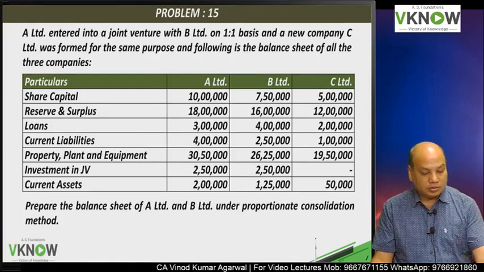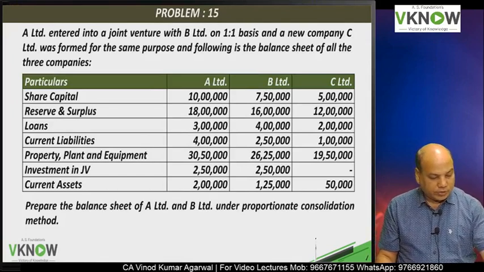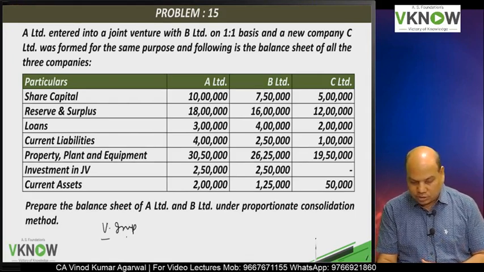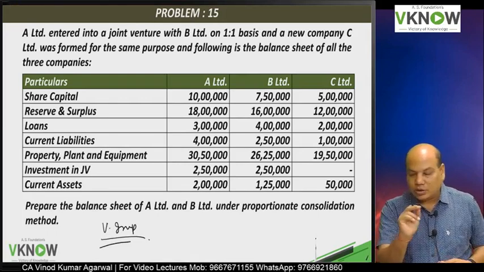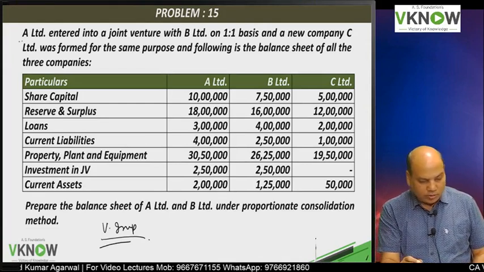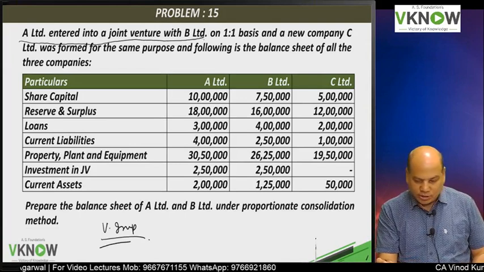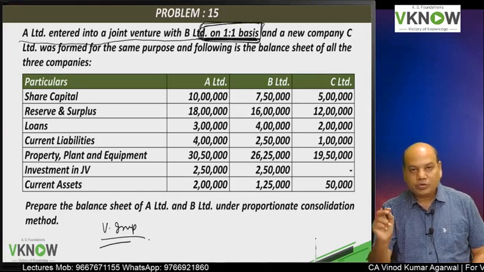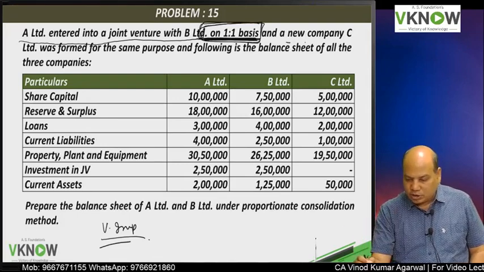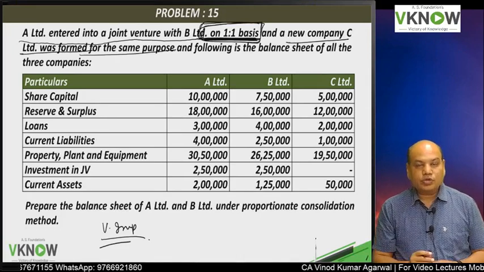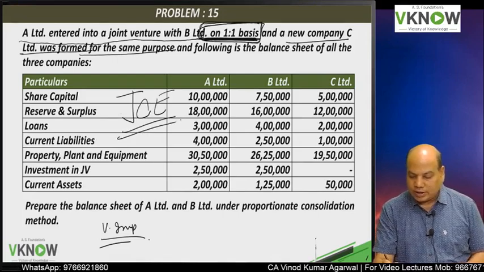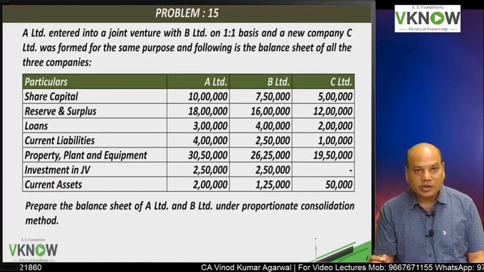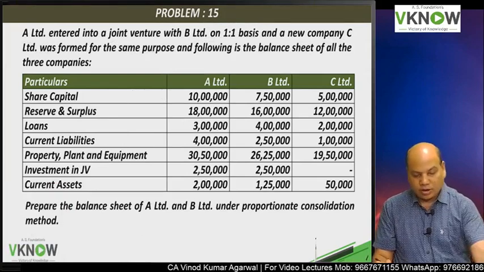Now we'll come to question number 15, which is from your study material, from the institute's study material. Very important, because all study material questions are important, and you'll find it is very similar to the one I have solved. A Limited entered into joint venture with B on 1:1 basis. Very easy. Both partners are having equal stake in the joint venture, 50%, and a new company C Limited was formed for the same purpose. So this is an example of jointly controlled entity, because a new entity was created, and the following is the balance sheet of all the three companies: A Limited, B Limited, C Limited.